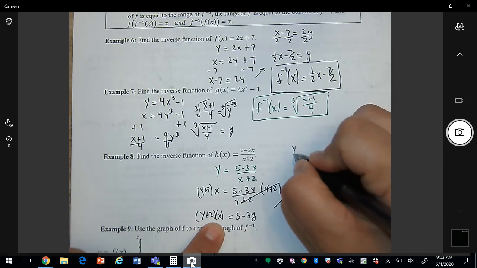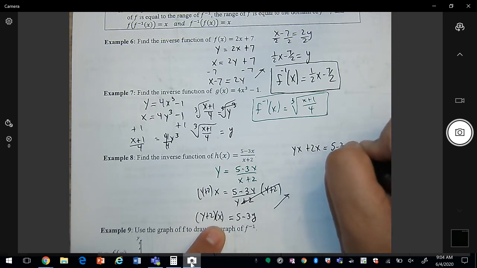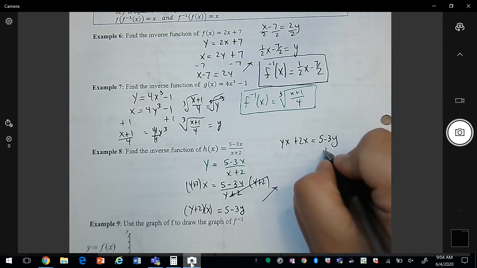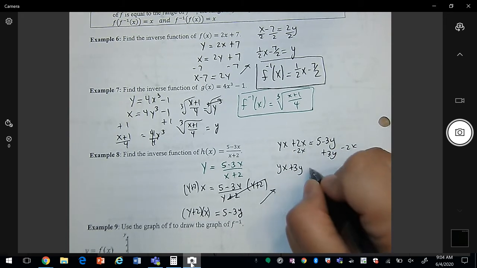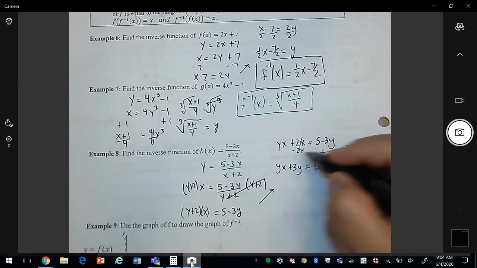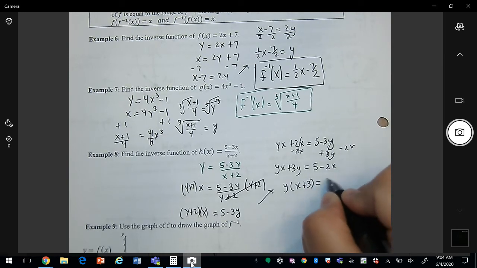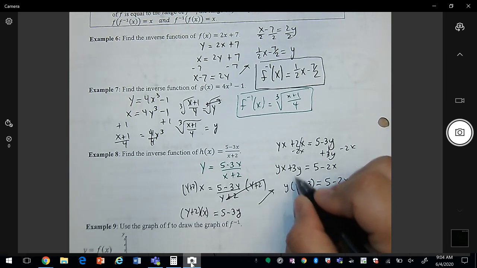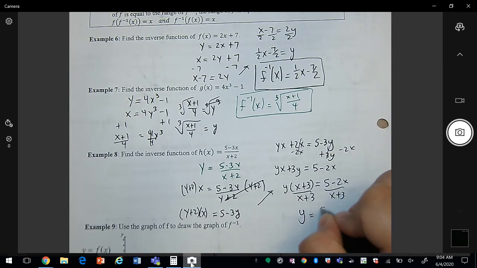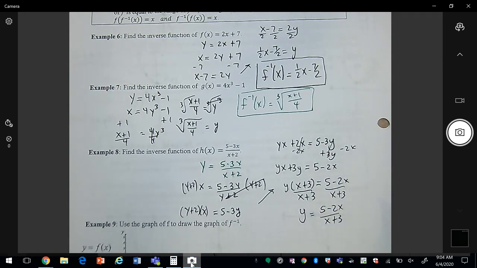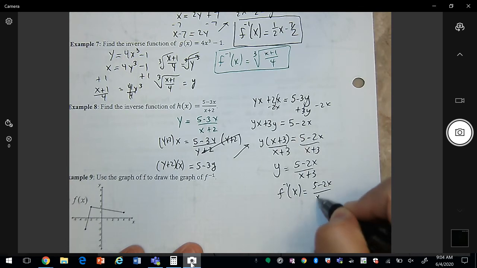I'm going to distribute the x here. So y times x is yx, 2 times x is 2x. We want to have all the y's on one side. So I'm going to add 3y, and I'm going to subtract the 2x on both sides. So now here they both have a y, so I can factor out a y. So if I take y out, I get an x, and if I take y out, I get 3. Divide by x plus 3. So y is equal to 5 minus 2x over x plus 3. So my inverse is 5 minus 2x over x plus 3.